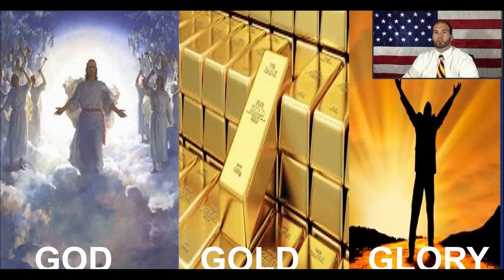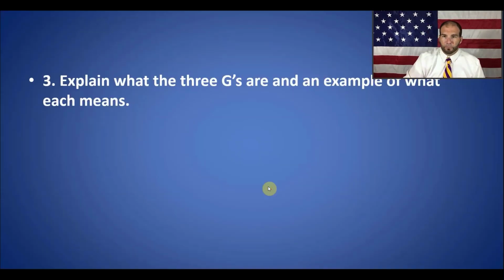You're going to see Sir Walter Raleigh, as we'll talk about, who puts a whole bunch of money together to try to fund these colonies. He's the type of guy whose motivation is glory, of wanting to have his name out there. So these are the three G's: gold, God, and glory are the three main reasons why people would be coming over here at the time. So the question here is, what are the three G's and what is an example of what each means?